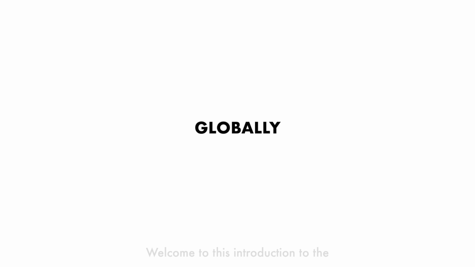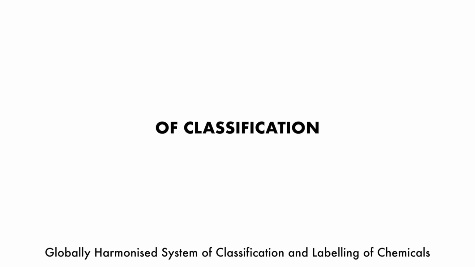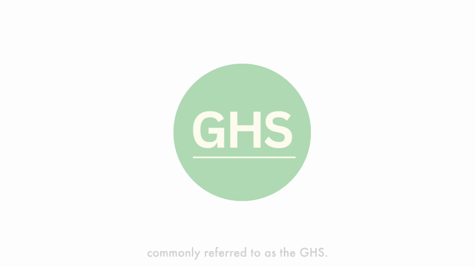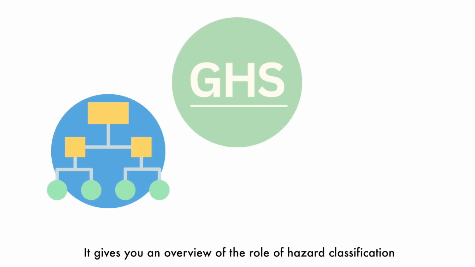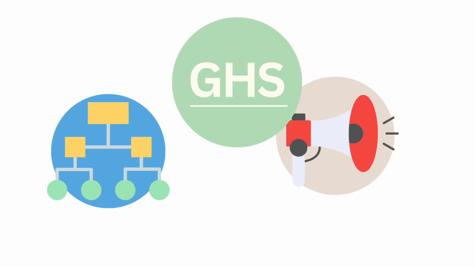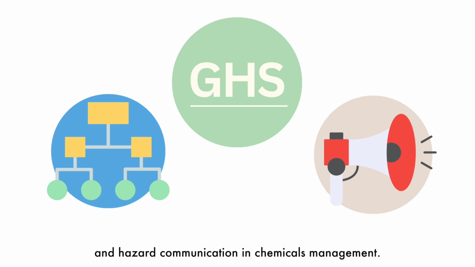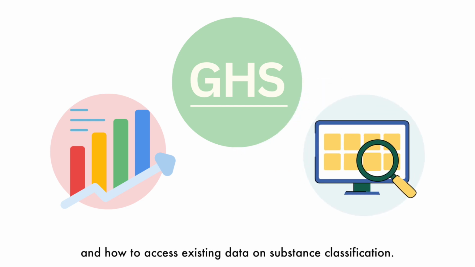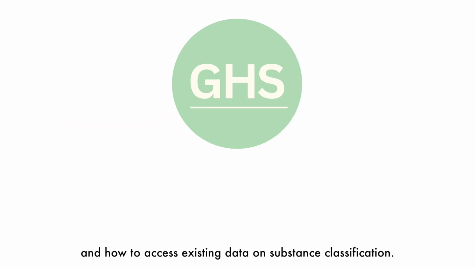Welcome to this introduction to the Globally Harmonized System of Classification and Labeling of Chemicals, commonly referred to as the GHS. It gives you an overview of the role of hazard classification and hazard communication in chemicals management. Furthermore, it presents the benefits of GHS implementation and how to access existing data on substance classification.